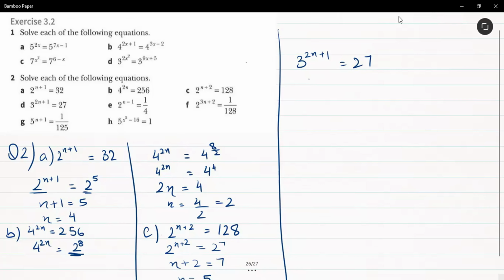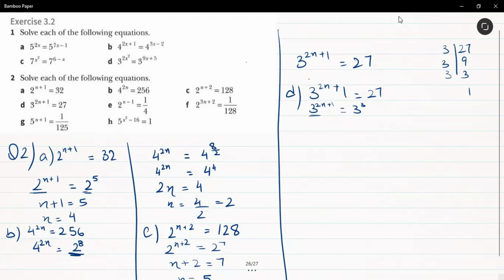Easy peasy. Okay, so for part D, we have 3 to the power 2n plus 1 is equal to 27. So again, basics, no big deal. Just take out the factors of 27 in terms of 3. So we get 3 9s are 27, 3 3s are 9, and 3 1s are 3. Okay, so we get 3 to the power 2n plus 1 is equal to 3 cubed.